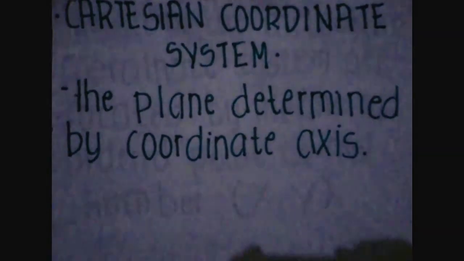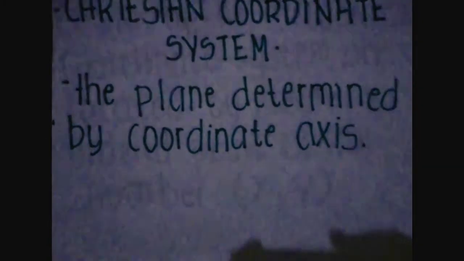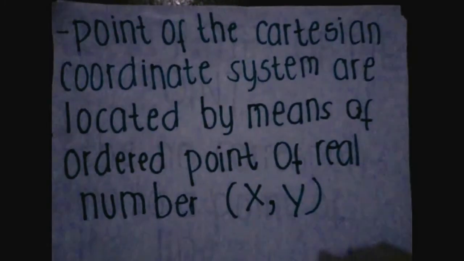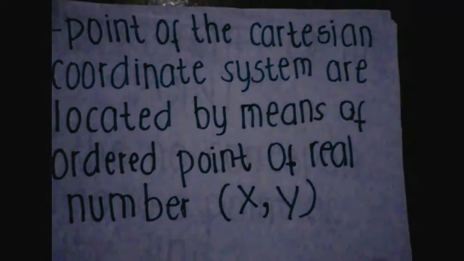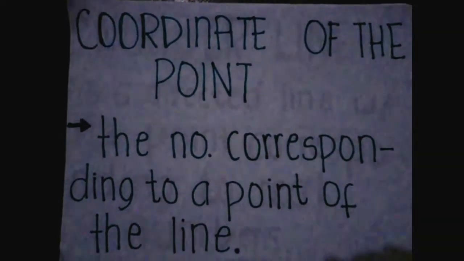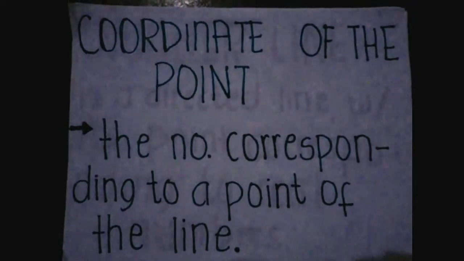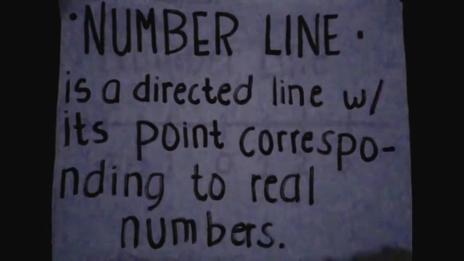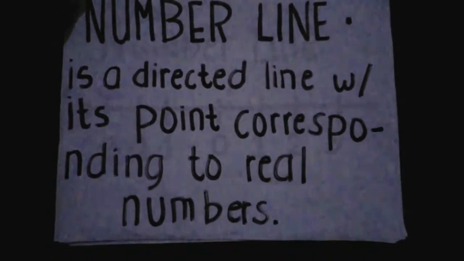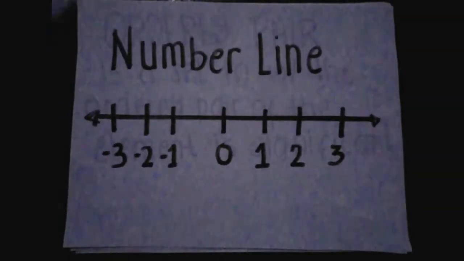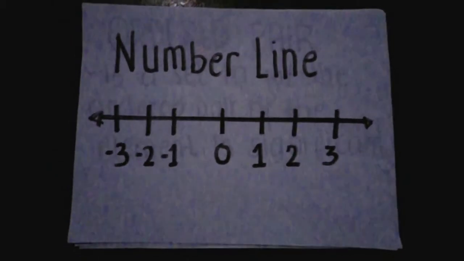The Cartesian coordinate system is the plane determined by coordinate axes, and its points are located by means of an ordered pair of real numbers x and y. Coordinate of the point: the coordinate of the point is the number corresponding to a point of the line. Number line: a number line is a directed line in which each point corresponds to a real number. This is the figure of the number line.